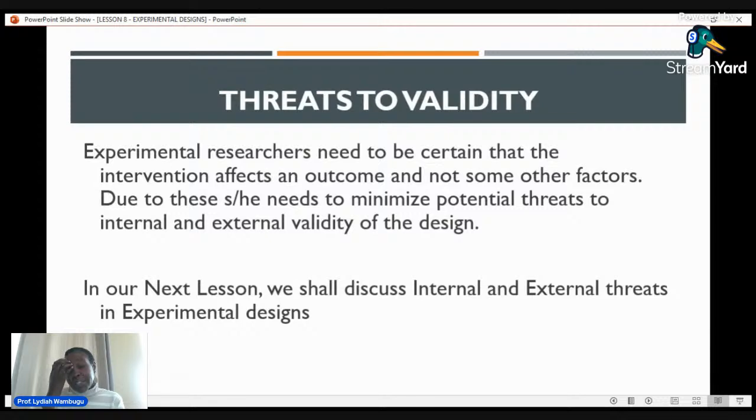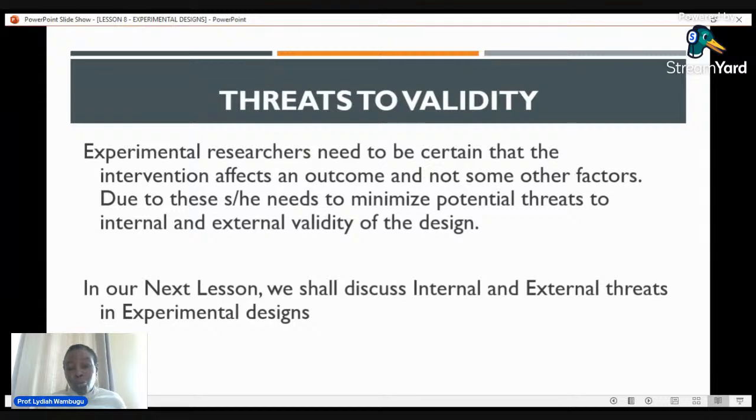So we have talked about threats to validity. So these are threats to the confidence of saying that X causes Y. And we have said, if you do not remove these threats by controlling extraneous variables, then you have no confidence in saying that X causes Y. It threatens the internal and external validity of the design. In other words, if you cannot control for the threats, it's like you're shaking the confidence of the experimental design. So this is what we call internal and external validity.